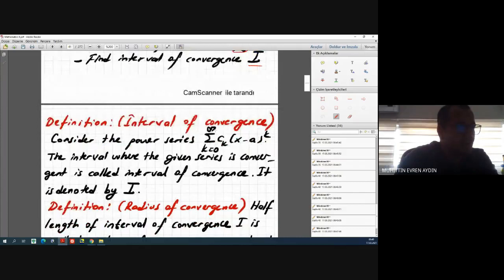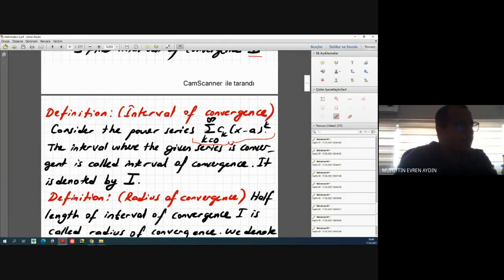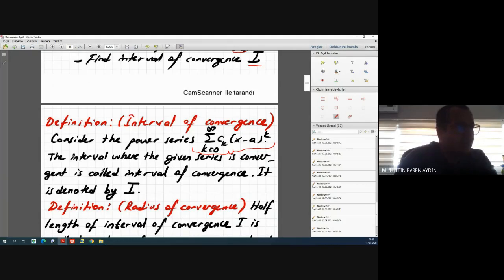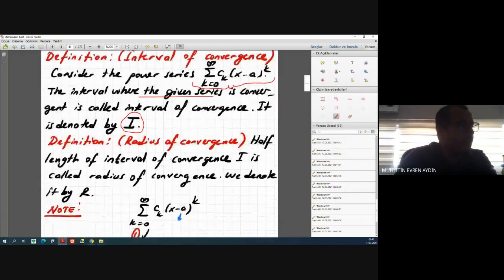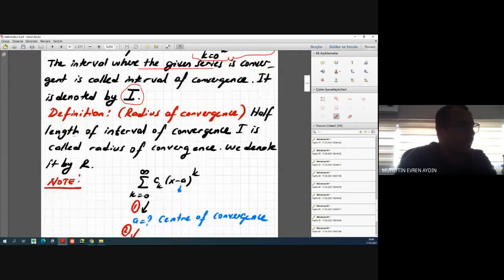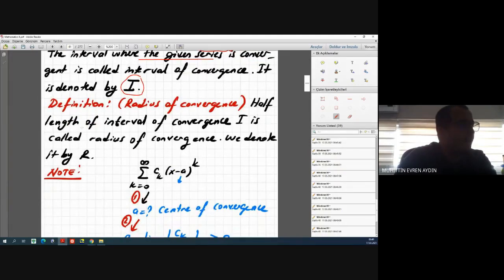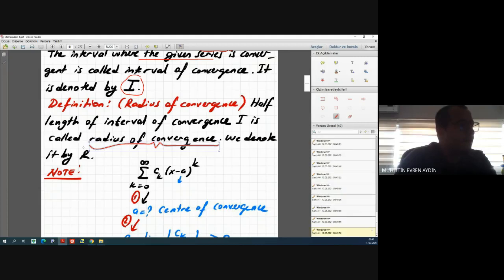Consider this power series. The interval of convergence is an interval in which the given series is convergent, and we denote this interval by I. The radius of convergence: half the length of the interval of convergence I is called the radius of convergence, and we denote it by capital R.